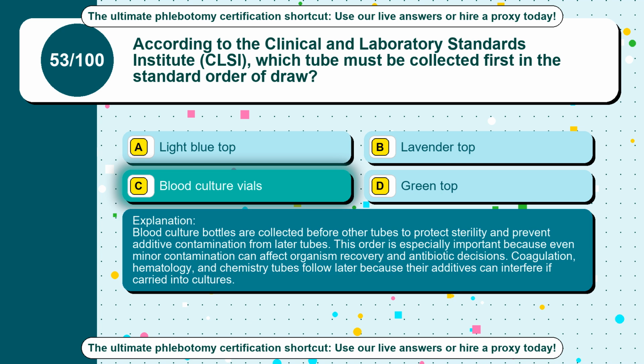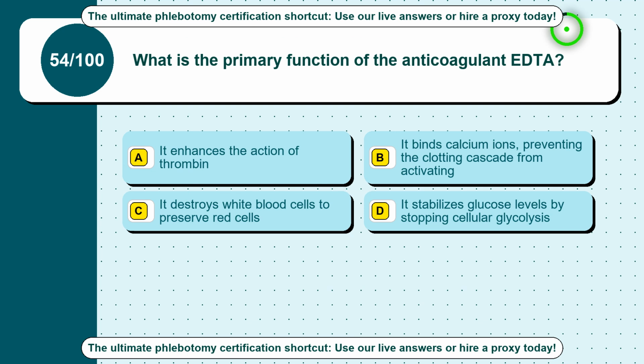Blood culture bottles are collected before other tubes to protect sterility and prevent additive contamination from later tubes. This order is especially important because even minor contamination can affect organism recovery and antibiotic decisions. Coagulation, hematology, and chemistry tubes follow later because their additives can interfere if carried into cultures. Question 54. What is the primary function of the anticoagulant EDTA?